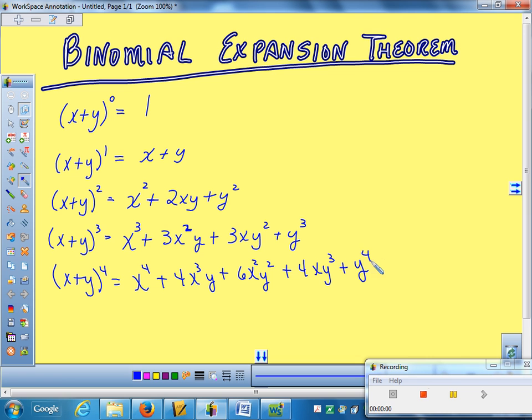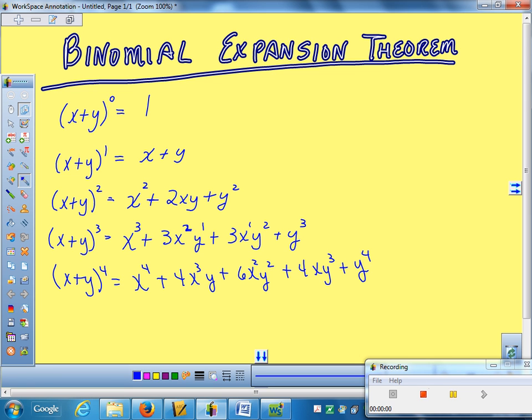They're all 3, because 2 and 1 make 3, and 1 and 2 make 3. So they all sum up to 3. You'll notice when we were doing squared, all the powers add up to 2 every time. That's always true.